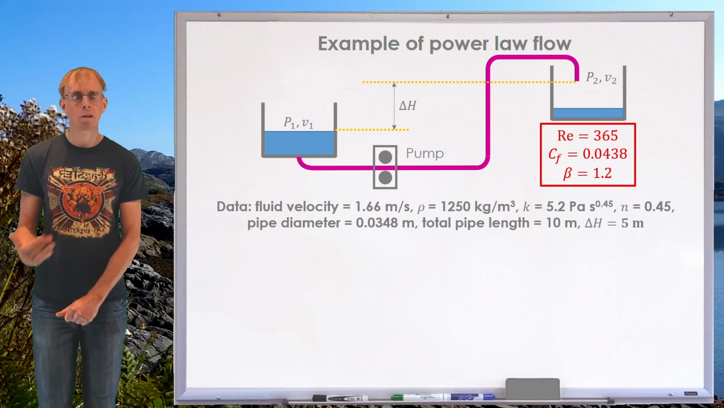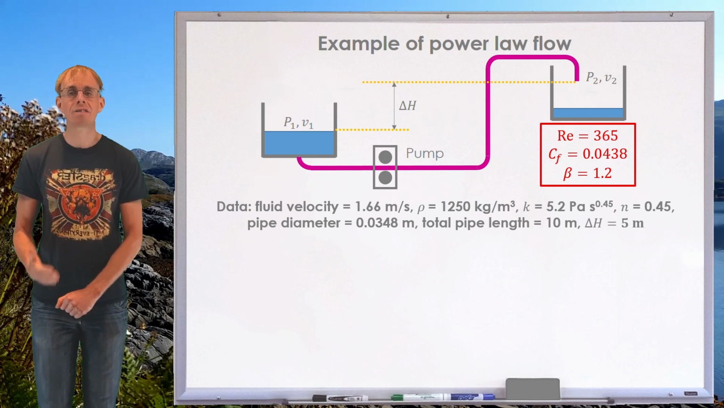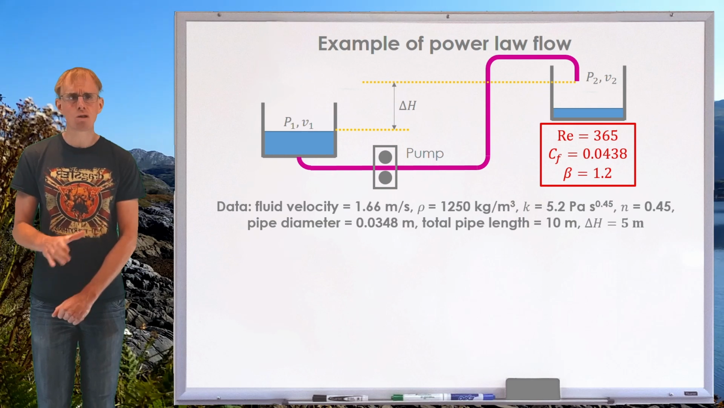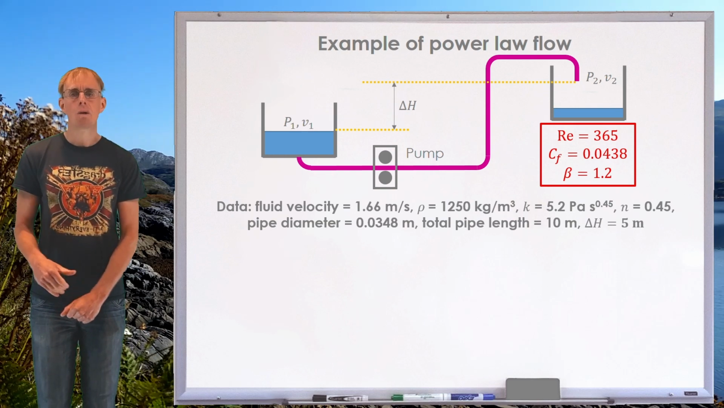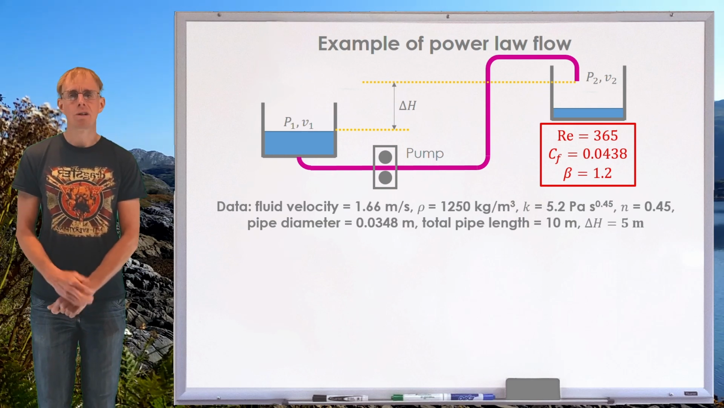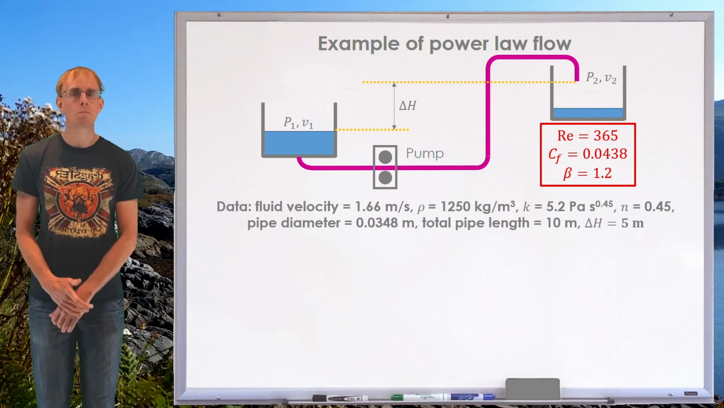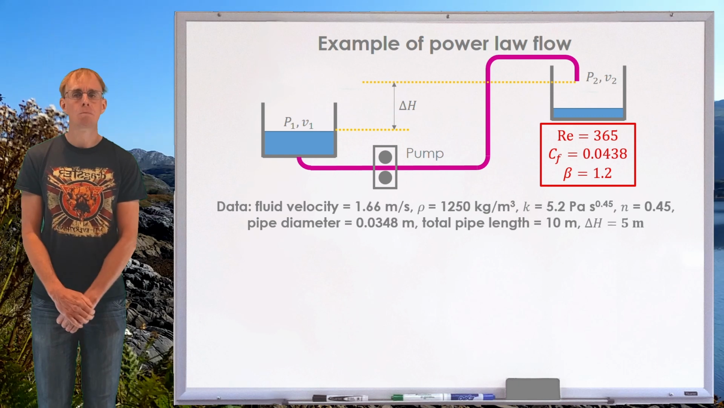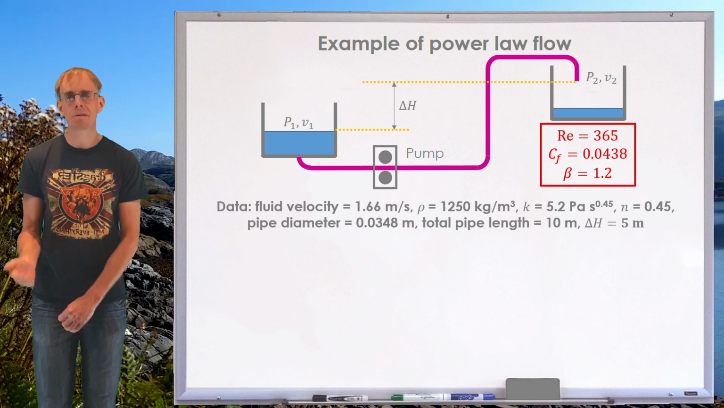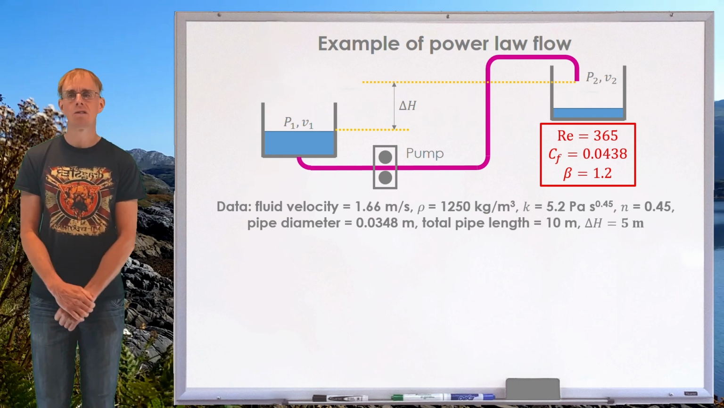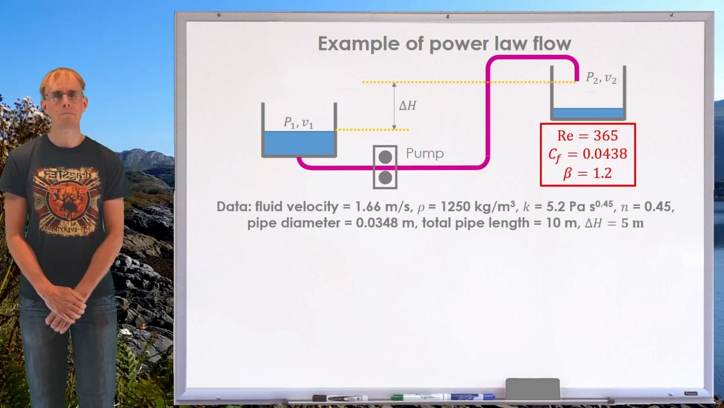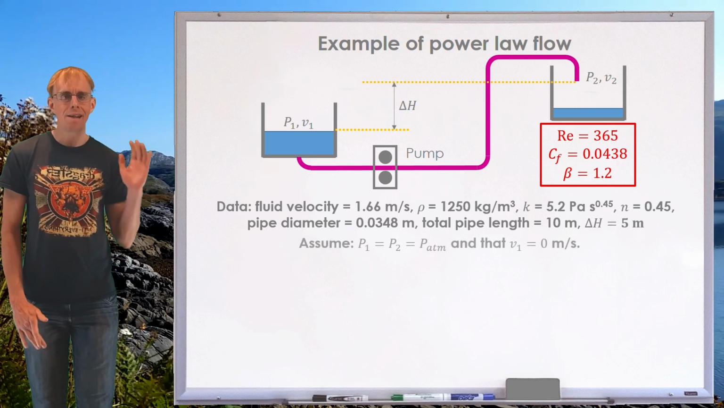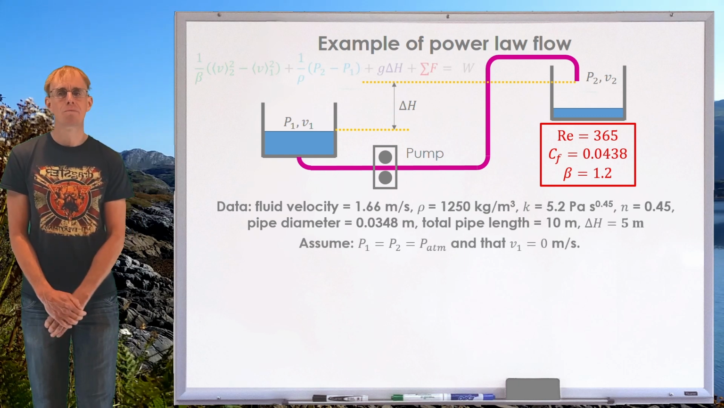So a lot of the data for this fluid is the same. It's still flowing at 1 2/3 meters a second, and it still has a density of 1250 kilos per cubic meter. What's changed, however, is the rheology. We have a power law fluid. I've got a consistency index of 5.2 Pascal seconds to the 0.45, and my power law index is 0.45. Pipe diameter is the same, the total pipe length is the same, and the elevation change is the same. Okay, so there is a statement of the assumptions that I've made.